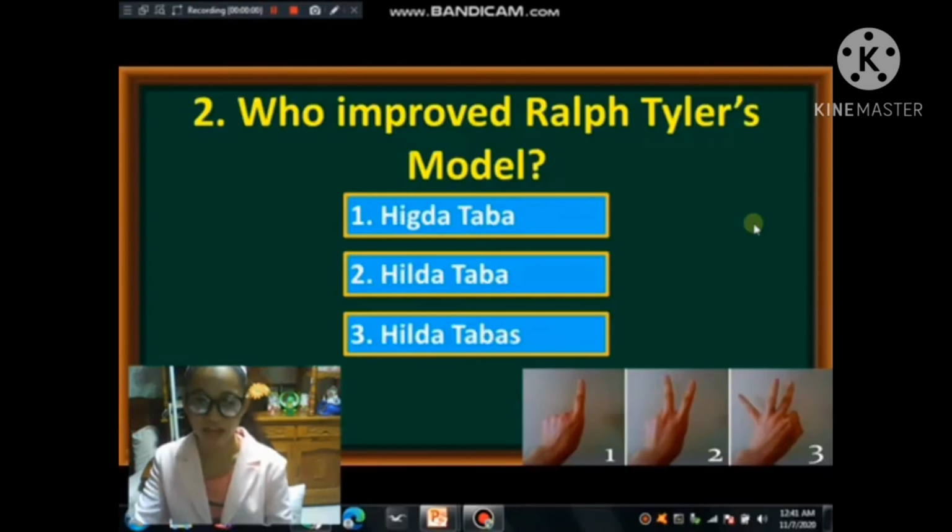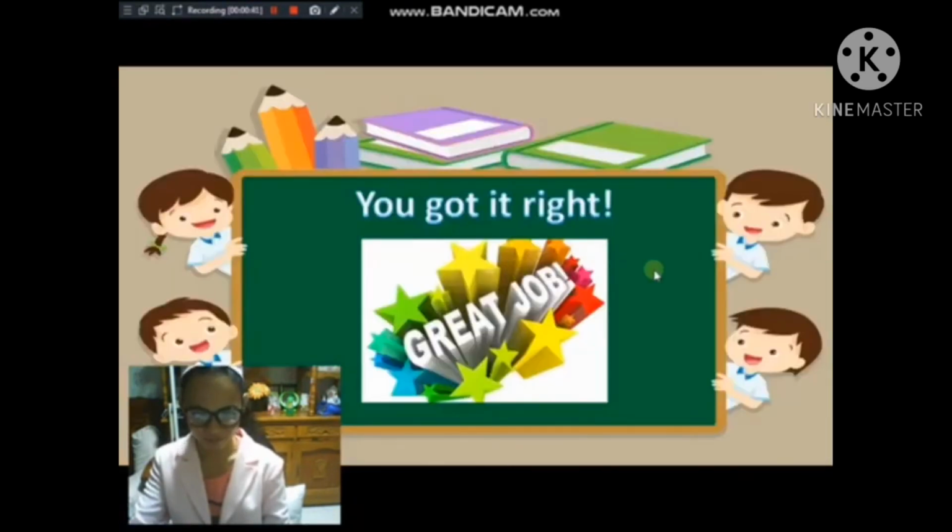Very good. And for the last question, who improved Ralph Tyler's model? Is it number 1, Hilda Taba, number 2, Hilda Taba, or number 3, Hilda Taba? Again, please turn on your cameras and do the hand signals. I will only give you, again, 5 seconds. 5, 4, 3, 2, 1. So, the correct answer is Hilda Taba, number 2. You got it right again, class. Great job!